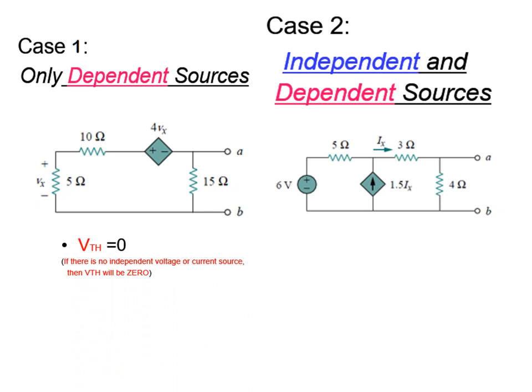In the first case, where we have only dependent source, the output voltage VAB or VThevenin will be 0 because there is no independent source in the circuit. In the second case, we can find the V output or VAB or VThevenin by the normal methods that we have learned, that is either by mesh analysis or nodal analysis or any other techniques that we have learned.